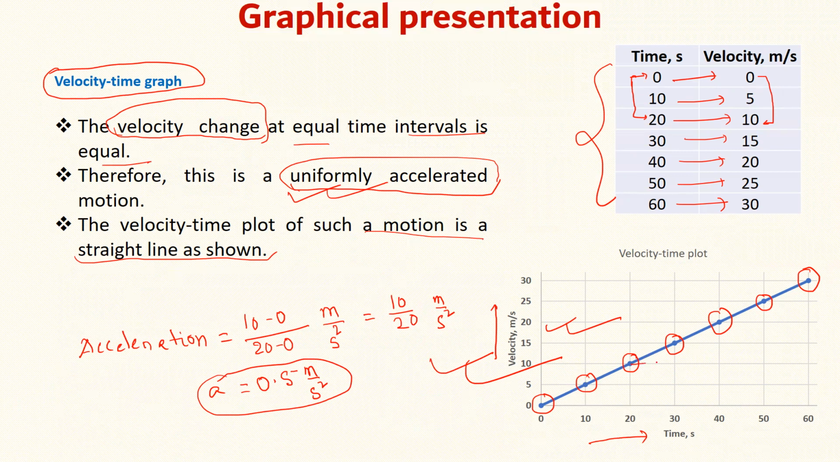If we take these 2 points, this point and this point, we draw a slope. The change along the y-axis is 10. What is the change along the x-axis? That is 20. 40 minus 20 gives us 20. So meter per second square. Therefore, it is 0.5 meter per second square. That is how you can calculate the acceleration from a velocity time plot. I hope you have understood the distance time and velocity time plots.